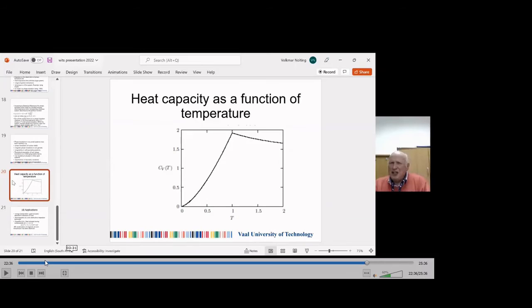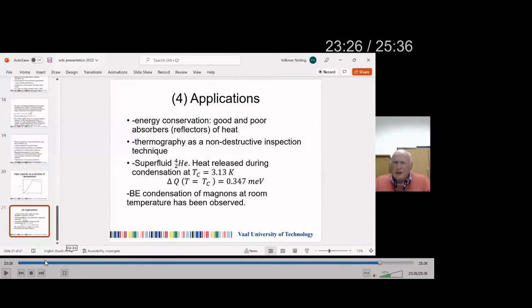And then in the last slide, we look at applications of thermal radiation. Here in particular interesting is thermography as a non-destructive inspection technique. So here one uses the fact that different materials show different thermal patterns when submitted to heat. So if the specimen and the flaw, the discontinuity, are made up of different materials, then that should show up in their thermal pattern and should be made visible with an infrared camera.